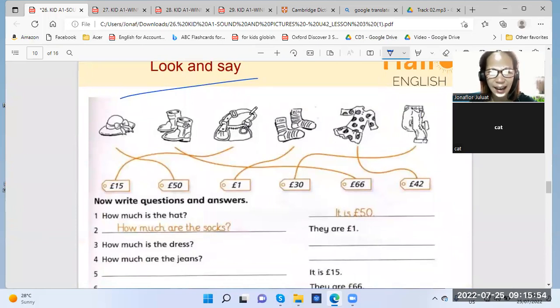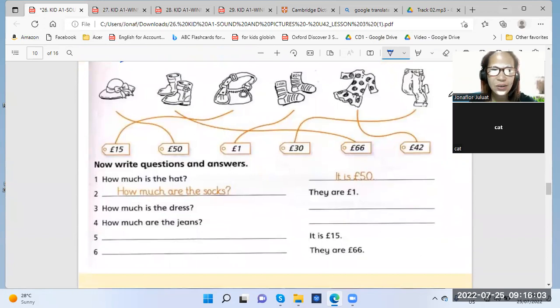Look at the picture, Han. So now write questions and answers. Look at this. The hat costs 50 pounds. The boots cost 66 pounds. How about the bag? What is the price of the bag? It costs 15 pounds, right? And the socks cost 1 pound. And the dress is 42 pounds. And the pants cost 30 pounds, all right?